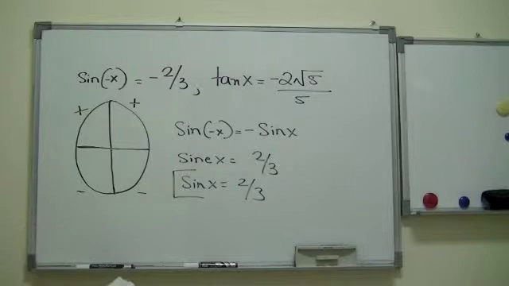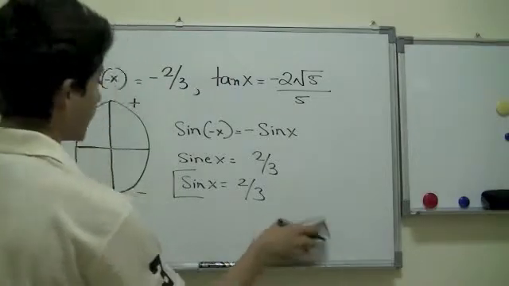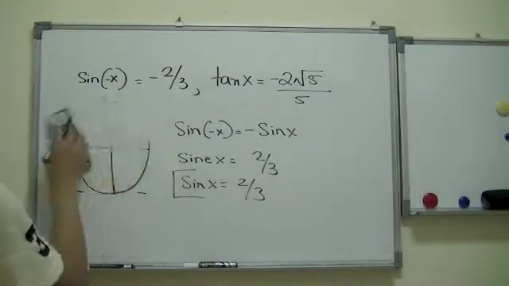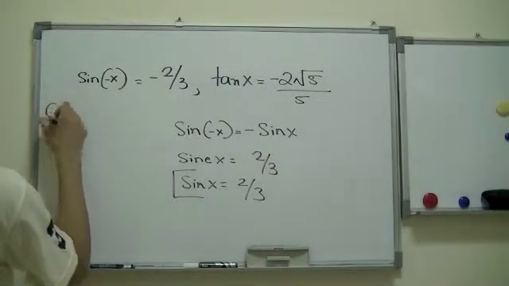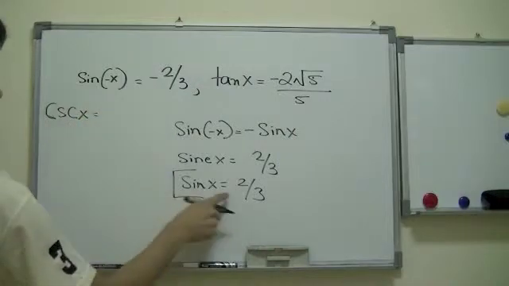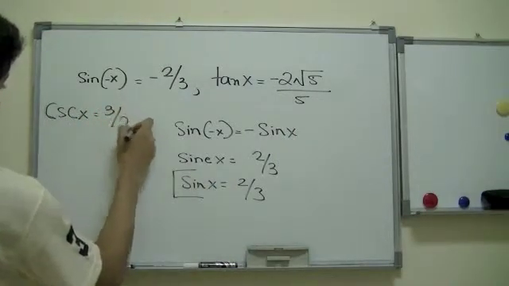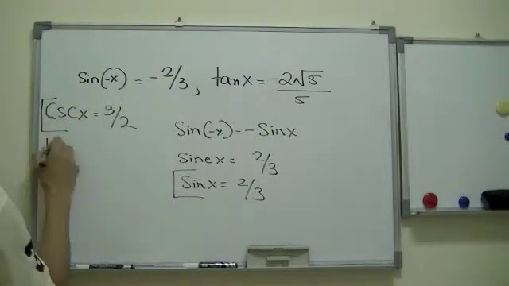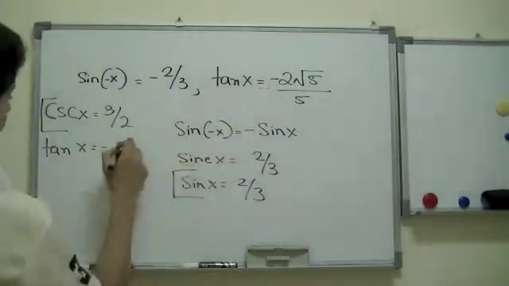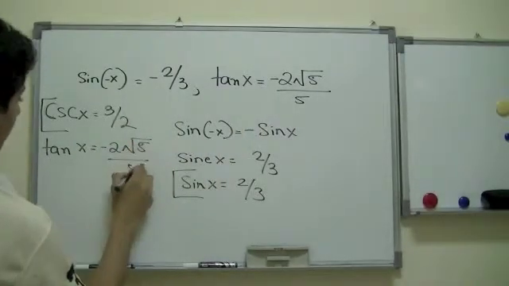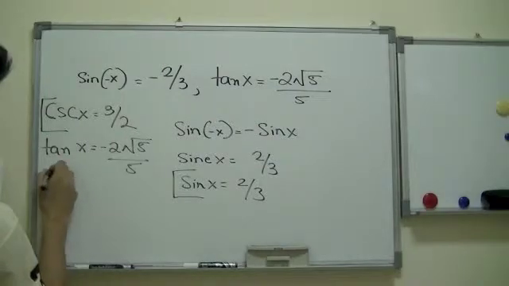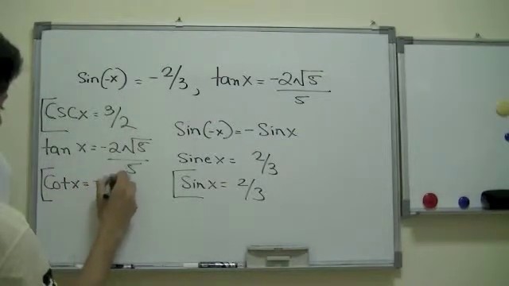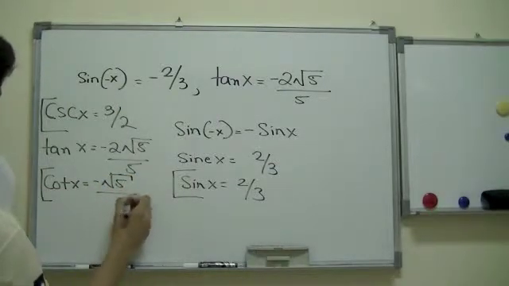And we can find the cosecant, which is the inverse of sine of x. Let me write it here. Cosecant of x would be the inverse, so if sine is 2 over 3, then cosecant is 3 over 2. And tangent of x is negative 2 radical 5 over 5, so cotangent of x would be negative radical 5 over 5.